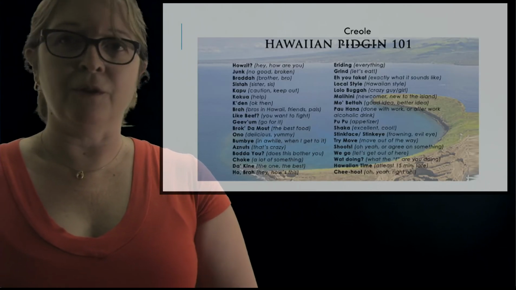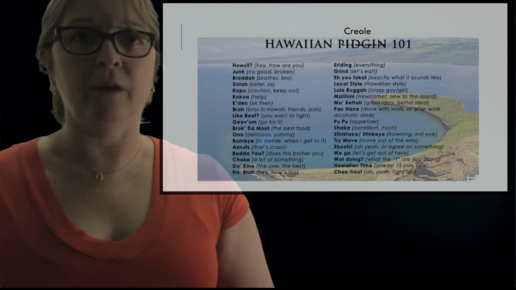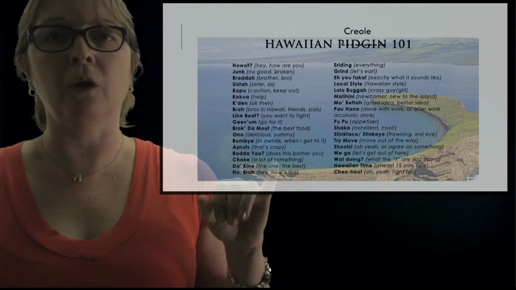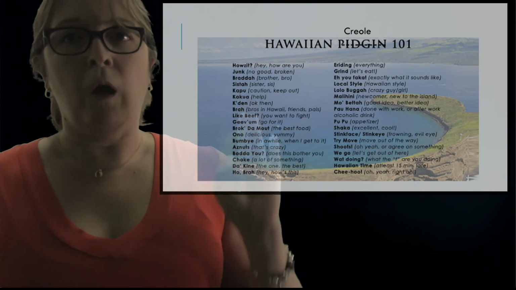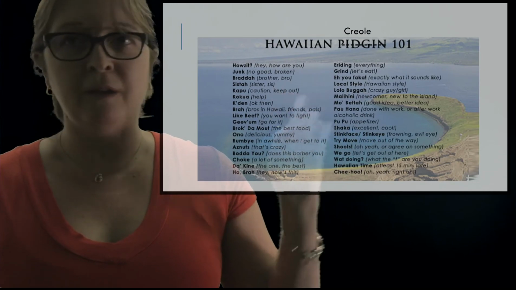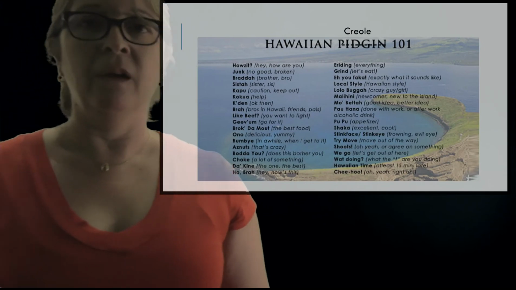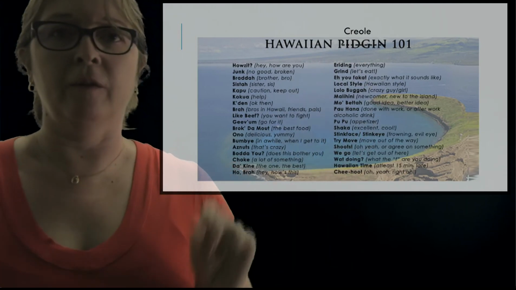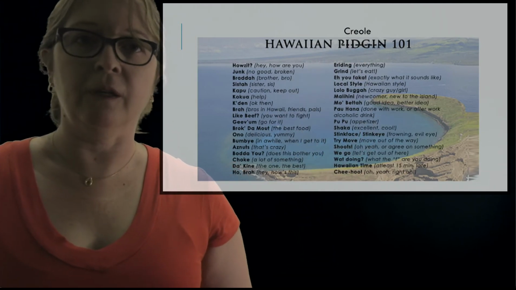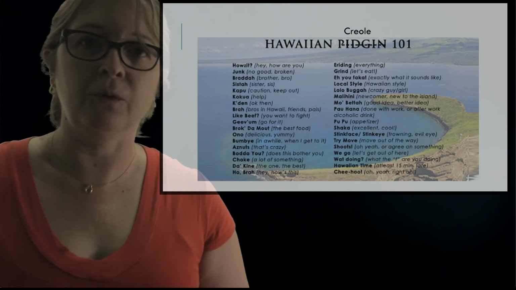I just wanted to show you a few examples because I love this topic. Hawaiian Creole is called pidgin, but it's not a pidgin. It has become a Creole. Yeah, so that's why I marked that out. Let's look at a few examples, or maybe I'll go through all of them because they're really cool. How's it?